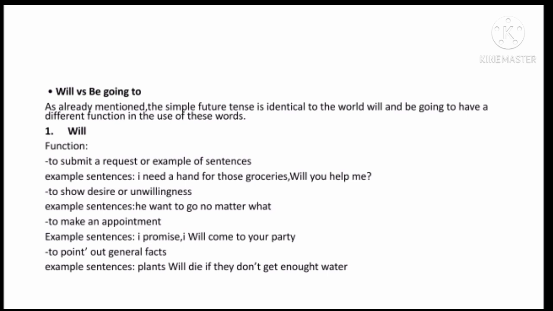B. To show desire or unwillingness. Example sentence: He won't go no matter what. C. To make an appointment. Example sentence: I promise I will come to your party. D. To point out general facts. Example sentence: Plants will die if they don't get enough water.